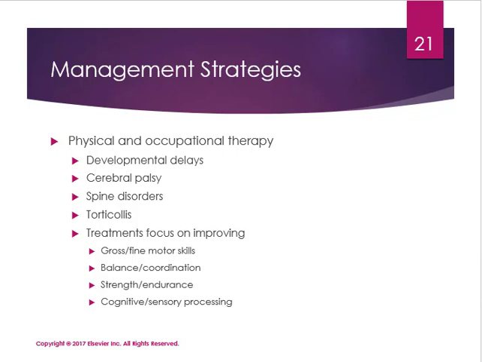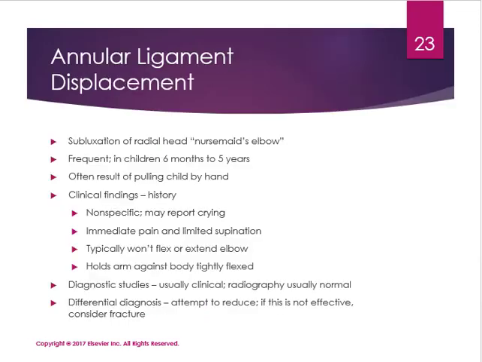Let's next talk a little bit about orthopedic problems specific to children. First, we're going to talk about some arm issues, and the first is an annular ligament displacement. This is a subluxation of the radial head and is often called a nursemaid's elbow, as it is a frequent injury in kids from 6 months to 5 years old. It typically occurs when traction is applied to the arm of a young child, often when a young child is being pulled by the hand or by grasping the child's hand to prevent a fall. This motion causes the annular ligament to slide over the head of the radius, and then it becomes entrapped.